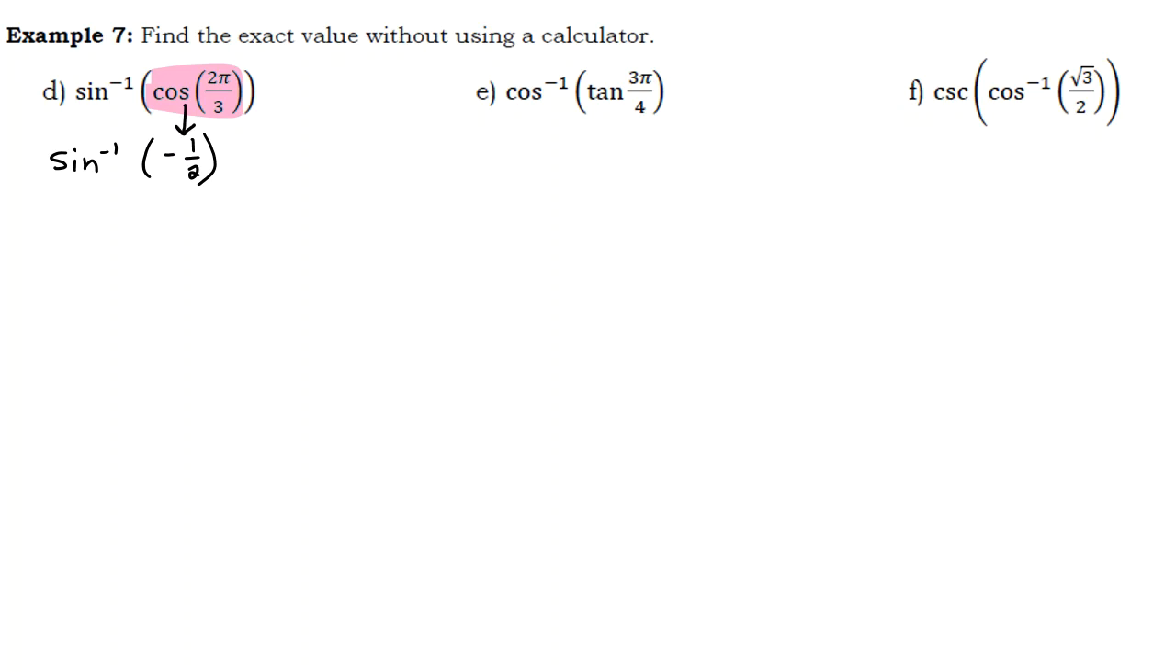So now I need to find an angle. Let's write down what this means. Let's just use theta. So the answer to this is some angle, right? So what does this mean? This means that the sine of some angle is negative half, and I have to figure out what that angle is. And by our restrictions, that angle has to be between negative pi over 2 and pi over 2. So can you think of an angle?